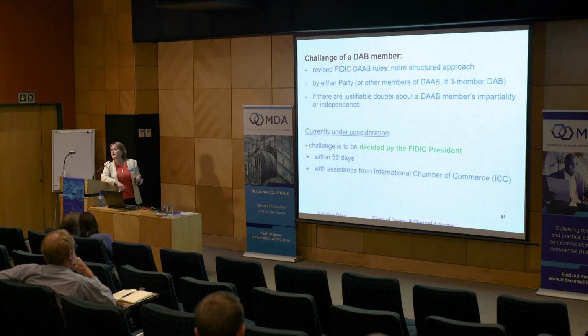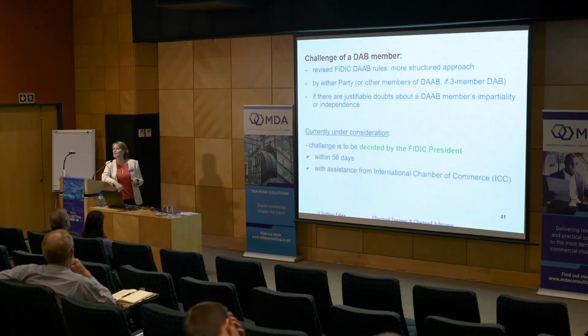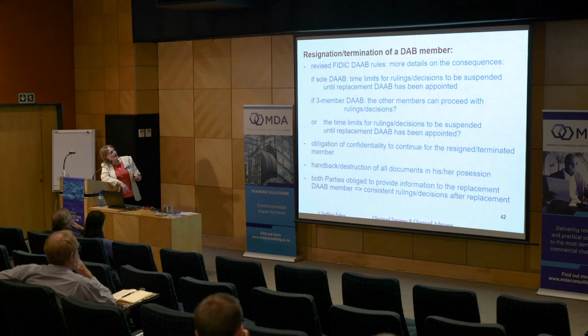Challenge of a DAB member. Again, regrettably, some DAB members out there that were practicing weren't impartial. They were biased, and they indicated a bias towards one party or the other. They thought that because they were nominated by one party, they should take that party's position, particularly in a 3-member DAB. So we have this idea that the parties or the other members of the DAB can challenge a DAB member, and the president decides.